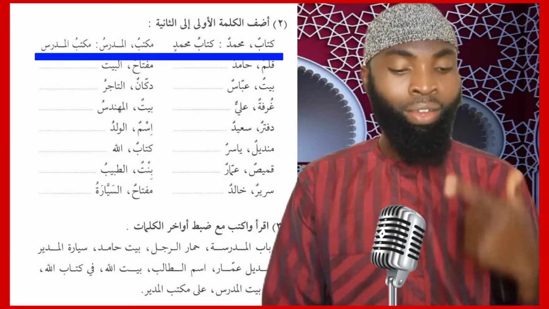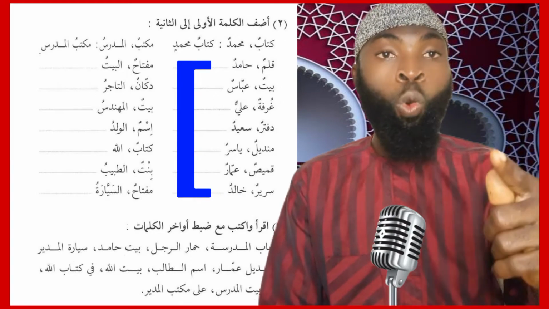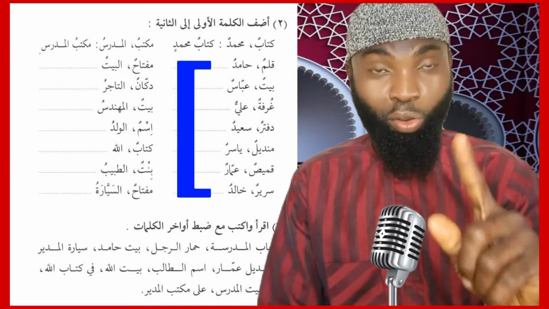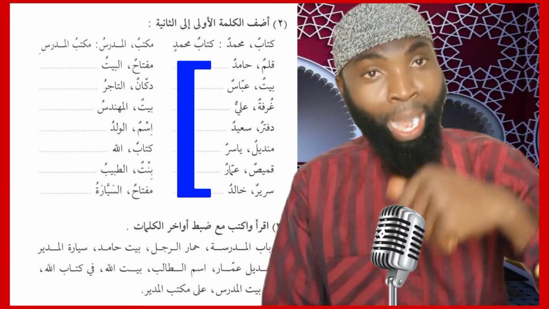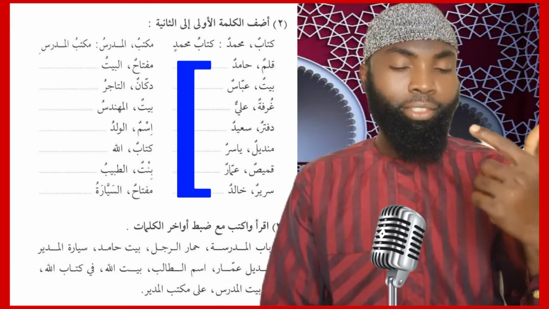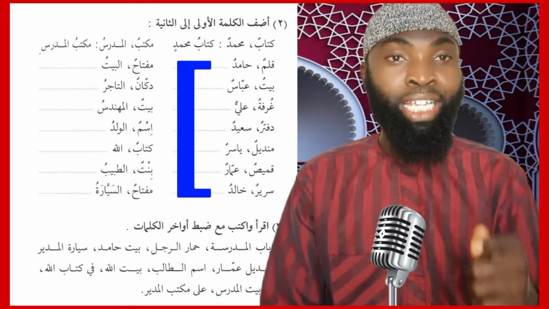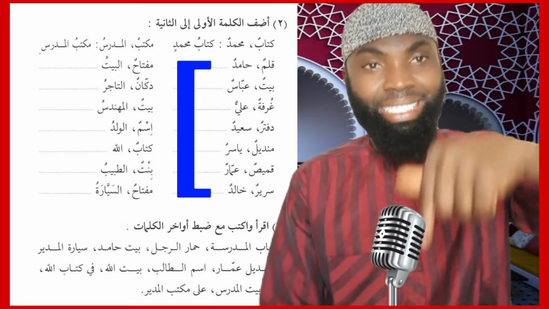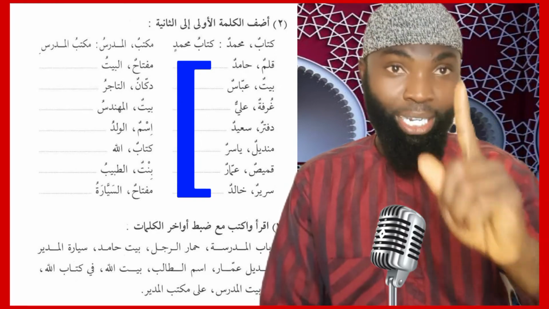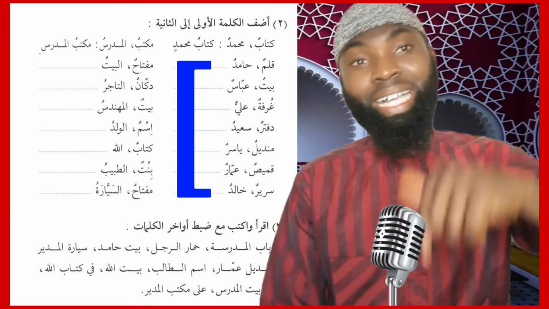Now to the exercise, we have Qalamun and Muhammadun. So what do we say? Qalamu Hamidin, not Qalamun or Al-Qalamu. This is wrong. We say Qalamu Hamidin, because it is serving as mudaf. Number two, we have Baytun Abbasun. So what do we say? Baytu Abbasin, Abbas's house. Not Baytun and not Al-Baytu, not Abbasun, rather Abbasin.